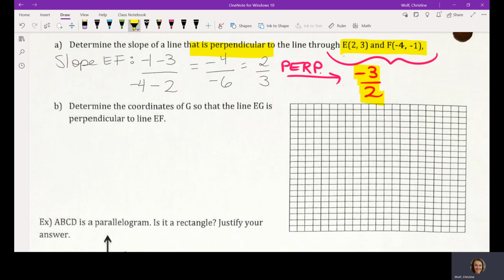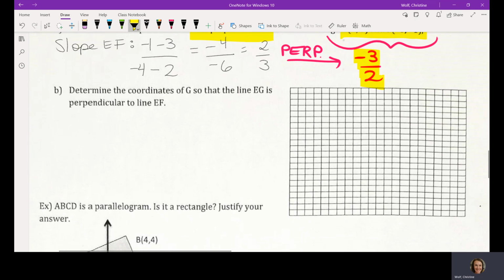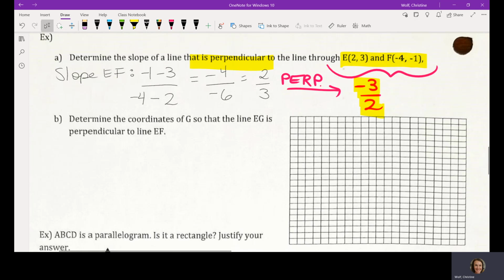Now the next part of the question says, determine the coordinates of G. What's G? We don't even have G. We have E and F, right? We have to invent a point G. So determine the coordinates of G so that the line EG is perpendicular to the line EF. Now, if we look above, we were given EF, right? We were not given G, but we were given EF. So it wants us to draw 2 lines, EF and EG, and make them perpendicular.